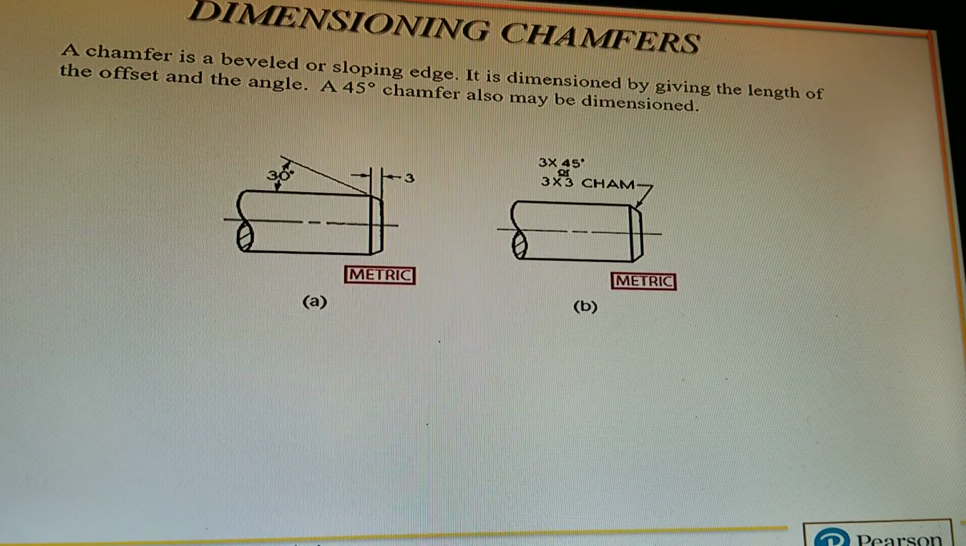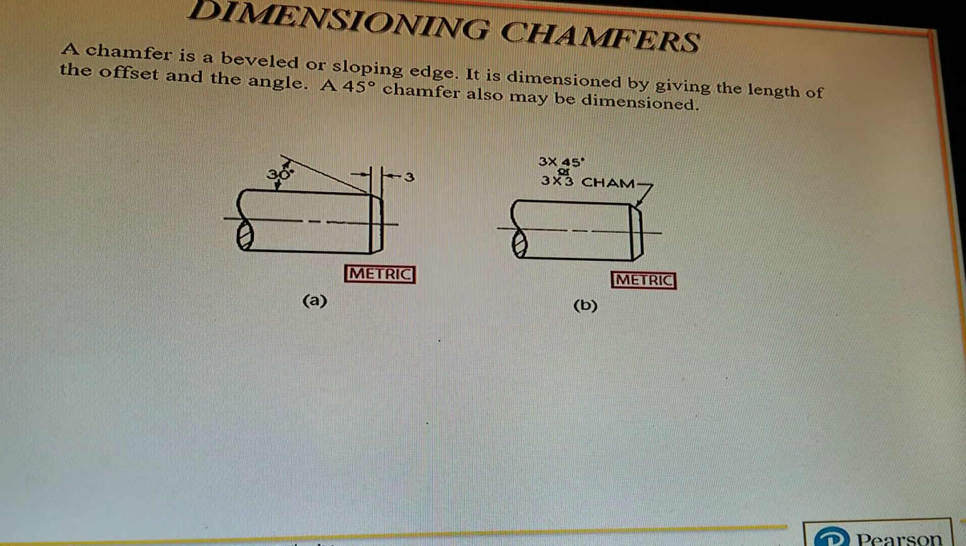Chamfers. A chamfer is a beveled or sloping edge. It is dimensioned by giving the length of the offset and the angle. A 45-degree chamfer also may be dimensioned. So in A, you have a chamfer of 3 at an angle of 30. And in B, you have a chamfer of 3 by 45 degrees, or 3 by 3. Okay, two distances, or a distance and an angle.